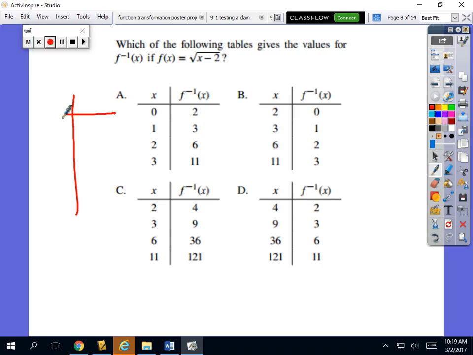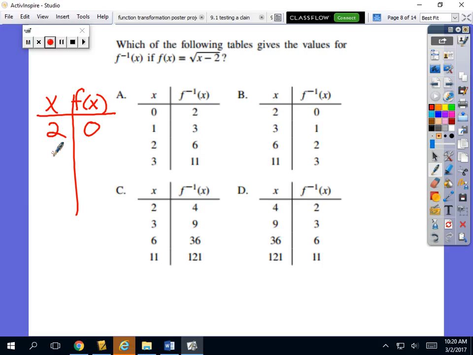Okay, which of the following tables gives you the graph of the inverse of this function? So again, I'm going to find some points on f of x and just flip them. So I know if x is 0, I can't do that because you can't do the square root of -2. So the lowest x is going to be 2, giving (2, 0). So your first point should be (0, 2). And the only one that has (0, 2) on it is A.